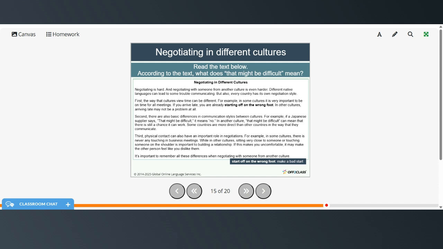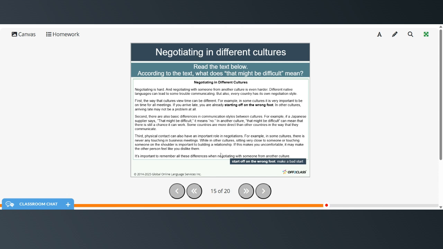Second, there are also basic differences in communication styles between cultures. For example, if a Japanese supplier says that might be difficult, it means no. In another culture, that might be difficult can mean that there is still a chance it can work. Some countries are more direct than other countries in the way they communicate.